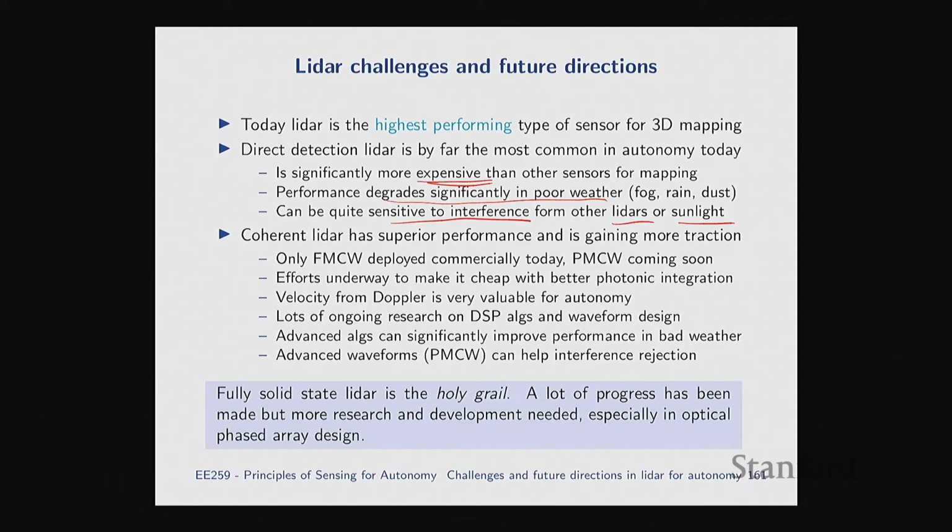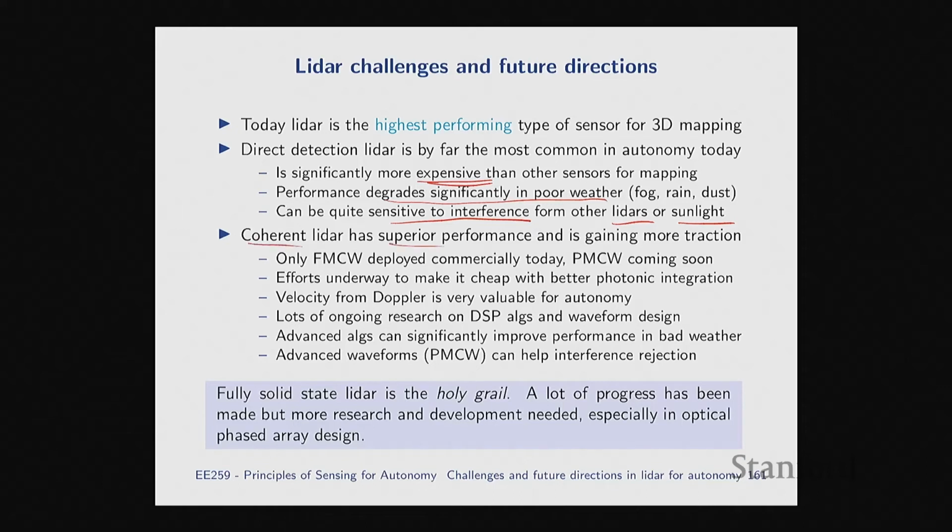So again, you can get beautiful 3D maps, very high resolution, and these are very capable systems. You also need to know the limitations, and that's why you need other types of sensing modalities for these limitations.